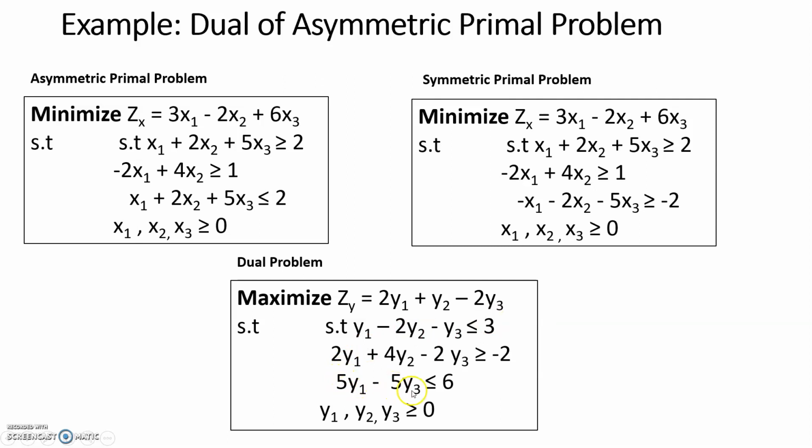y1 is there, y3 is there, the second coefficient is 0, so there is no need to write the term having 0 coefficient. So this is how we convert an asymmetric primal problem into symmetrical, and then convert this into dual. Just keep it in mind, whenever a constraint is not having the appropriate sign, we will multiply it with minus 1, and less than or equal to converts into greater than or equal to, and greater than or equal to converts into less than or equal to.